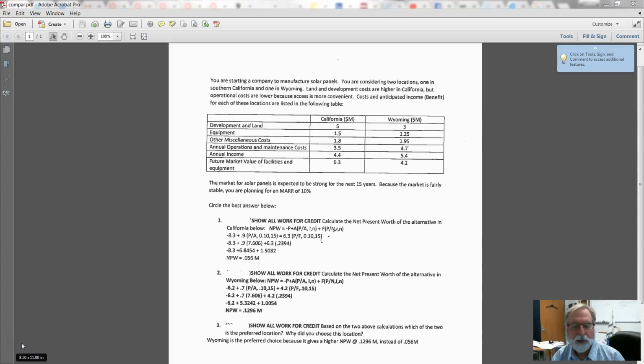And then the very last question is, based on the two above calculations, which is the preferred location? And why did you choose it? So you always need to be able to explain it. Wyoming was the preferred choice because its net present worth was higher than California. So this is an important type of problem. You should review it and make sure you understand it.